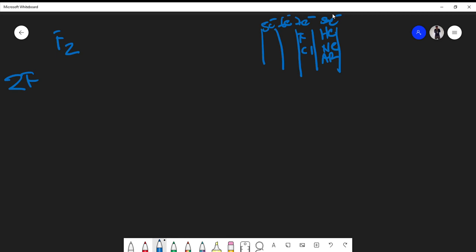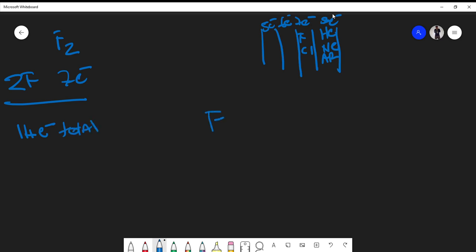So fluorine gives me 7 valence electrons. And so we need to go ahead and calculate the total number of electrons that we have. So this becomes 2 times 7, which becomes 14 valence electrons total that we have to place.